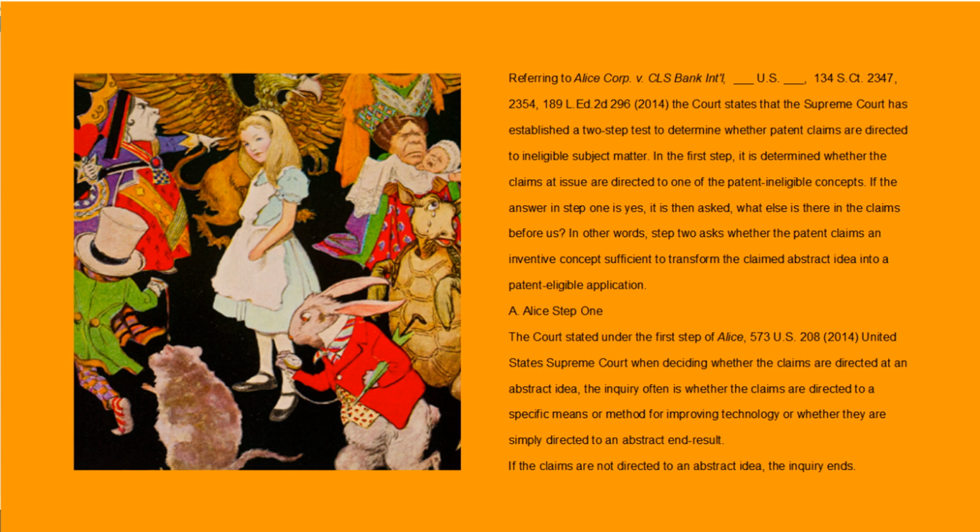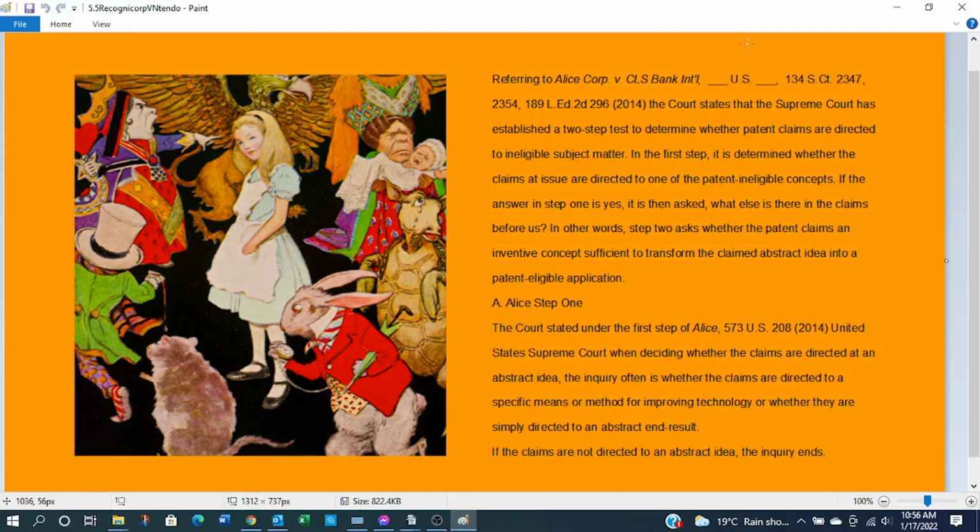A. Alice Step 1. The court stated under the first step of Alice, United States Supreme Court, when deciding whether the claims are directed at an abstract idea, the inquiry is often whether the claims are directed to a specific means or method for improving technology, or whether they are simply directed to an abstract end result. If the claims are not directed to an abstract idea, the inquiry ends.